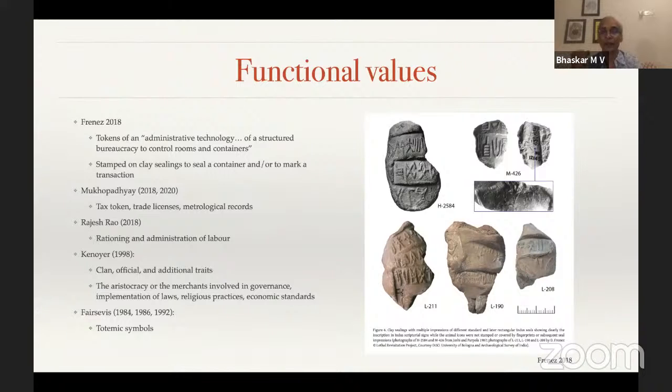Jonathan Mark Kenoyer, the foremost archaeologist of our time, talks about the Indus seal and the unicorn imagery and all animal imagery, field symbolism on Indus seals, as representing clans, officials, and their additional traits such as generosity, such as astuteness, and other traits like those. And Kenoyer also believes that it represented the aristocracy or the merchants involved in governance.